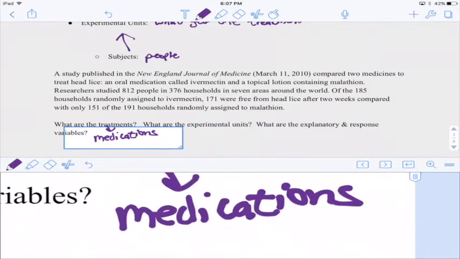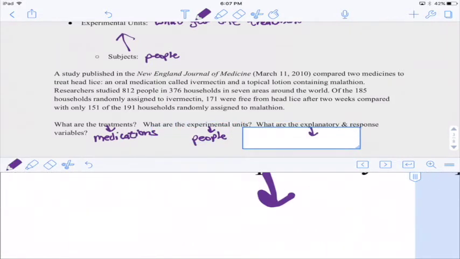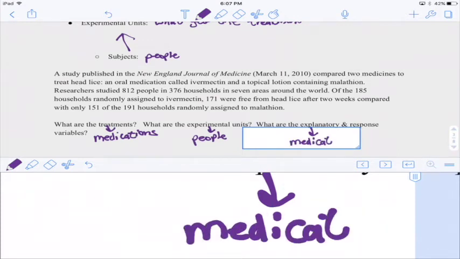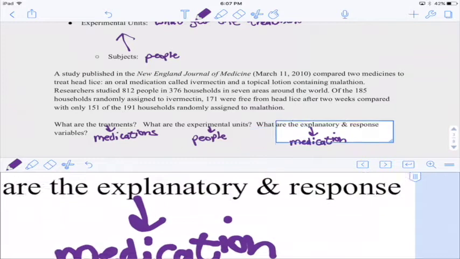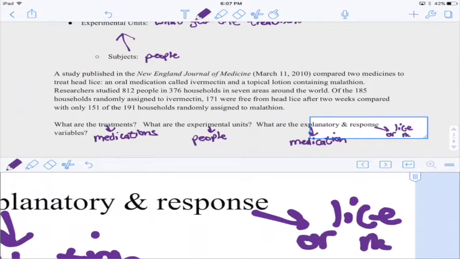The experimental units are people, so subjects, because they're getting treated for the head lice. And the explanatory variable is which medication. And the response variable is lice or not.